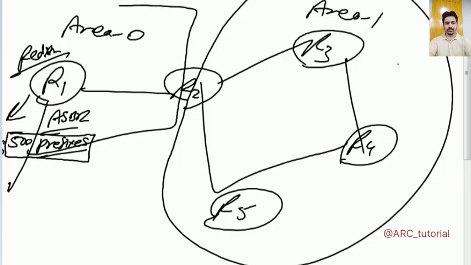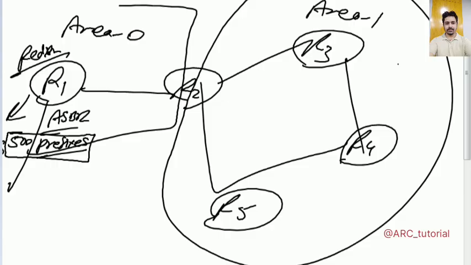And now if they do not have external prefixes in their routing table, will it really be possible for R3 and R4 to communicate with the external users? Of course not, because they do not have any external prefix. So to solve this problem, if you define any area as a stubby area, then the ABR will also be responsible to inject a default route.